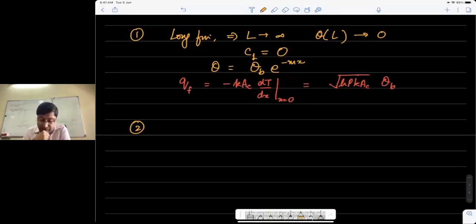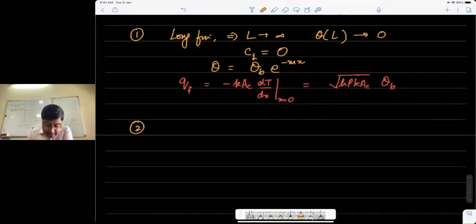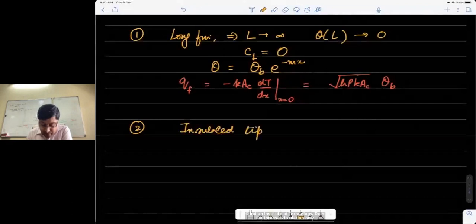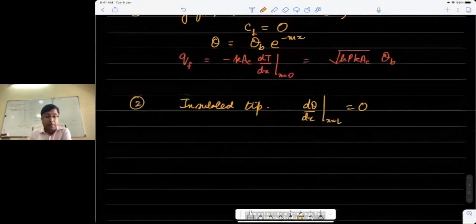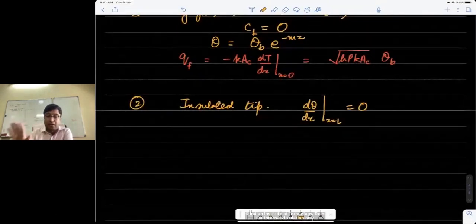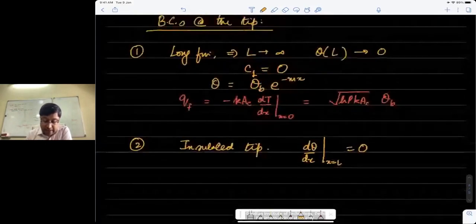Now there are more complicated cases. The second case is if the fin tip is insulated. If the tip has some insulation on it, you cannot have any more heat transfer taking place from the tip, which would mean that d theta/dx at x equal to L is 0. Remember, there's conduction. Insulated tip would mean that the conduction flux is 0. So if you use this condition with the solution, these are steps that I'm going to skip, and I'm asking you to please derive them on your own.